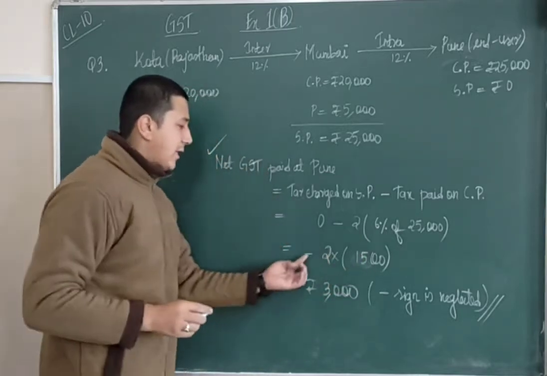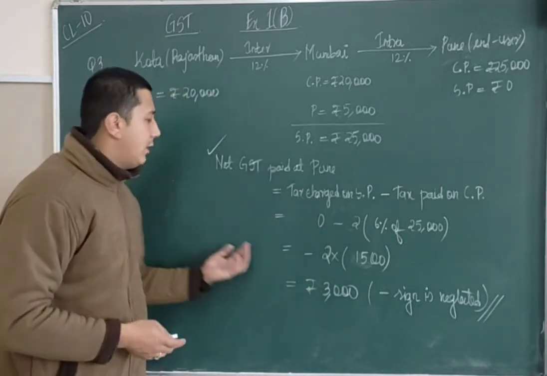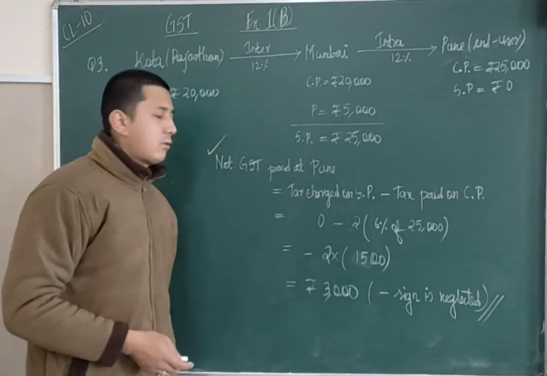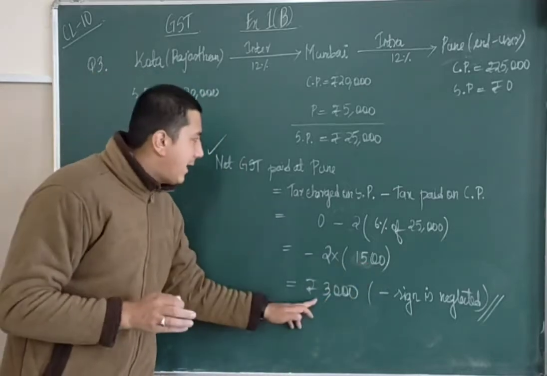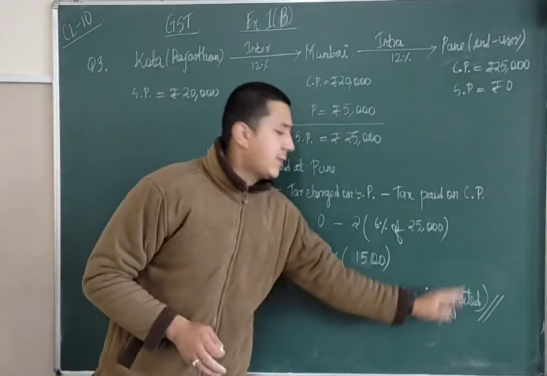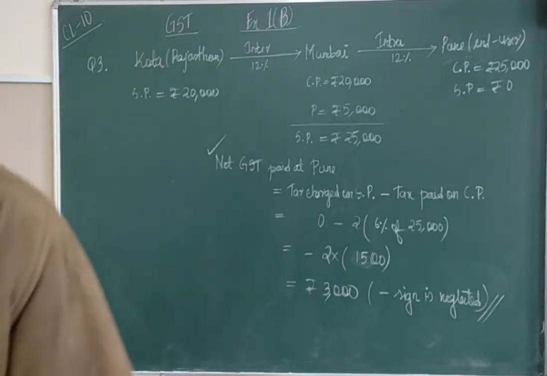And I've put a negative sign out here, but we know whenever it is rupees, the sum will never be negative. So hence 1,500 into 2 will be 3,000. So 3,000 will be the net GST paid at Pune. Am I clear? Negative sign is neglected. So please pause the video and note it down.